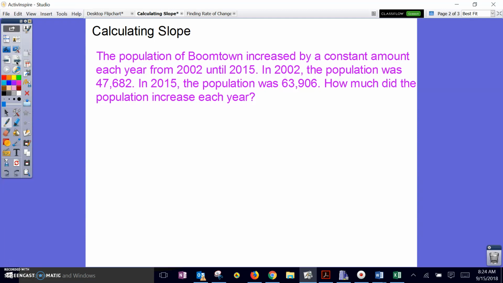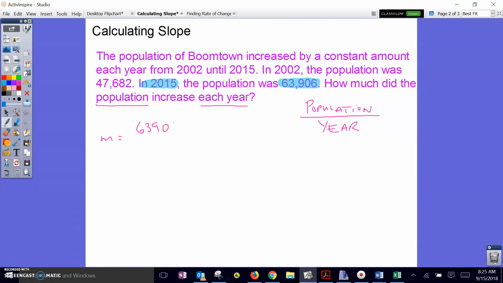Now, the way this question is asked, we're looking for population each year. And that tells us that when we set up the slope formula, we should have population over years. Okay, so first I'm going to get the information for one of these years. Usually when I'm doing one of these, I start with the later year. So I'm going to start with 2015, and the population is 63,906.